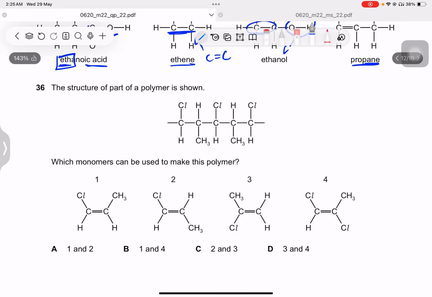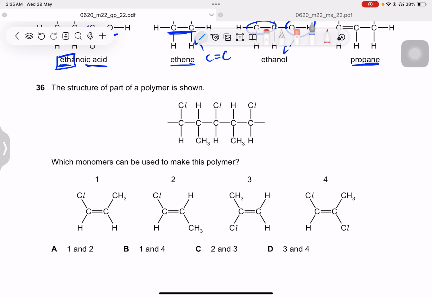Next, the structure of a part of a polymer is shown. Which monomers can be used to make this polymer? So what happens is when addition polymerization takes place, the double bond breaks and the compound grows like this. When we reduce it to a monomer, this continuation will stop. There will be a double bond over here. First, you have to identify the repeat unit where the compound is repeating. So if you look here, this is one repeat unit and this is another. You notice this is the same, this is the same, and this is the same. So these are two repeat units like this.